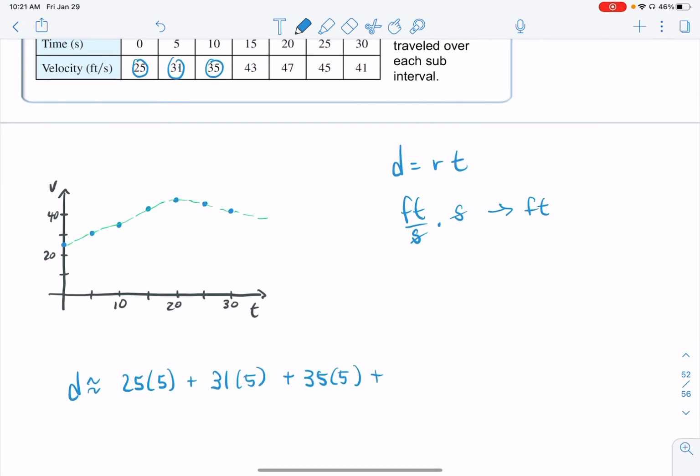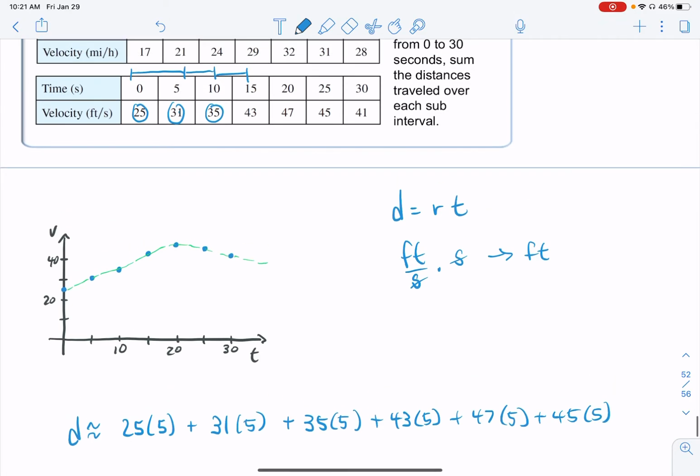What's going to be the next one? I would do 43 times the 5. Then I would do 47 times the 5. And finally, I would do 45 times the 5. Would I include the 41?